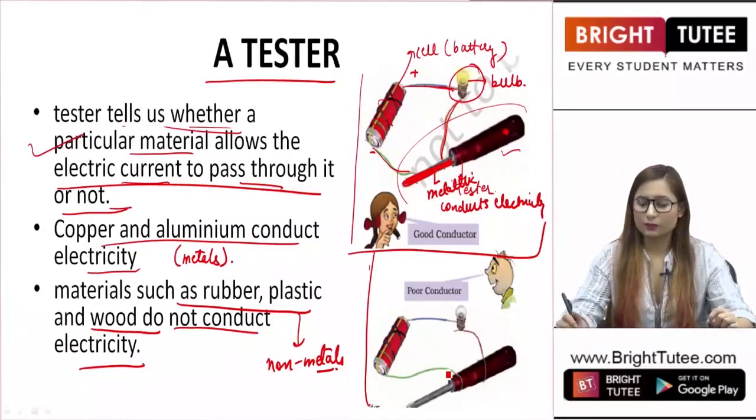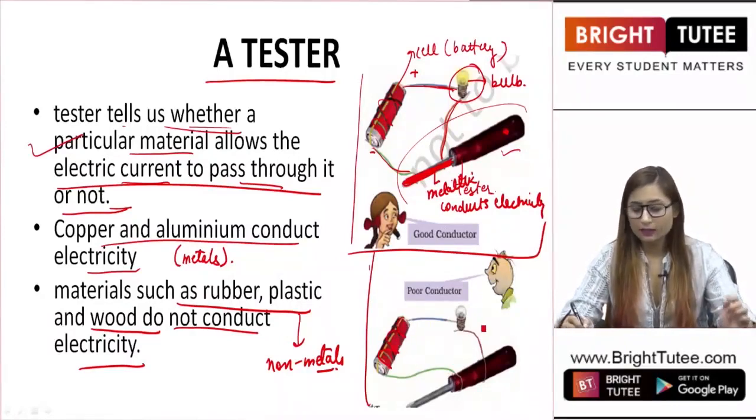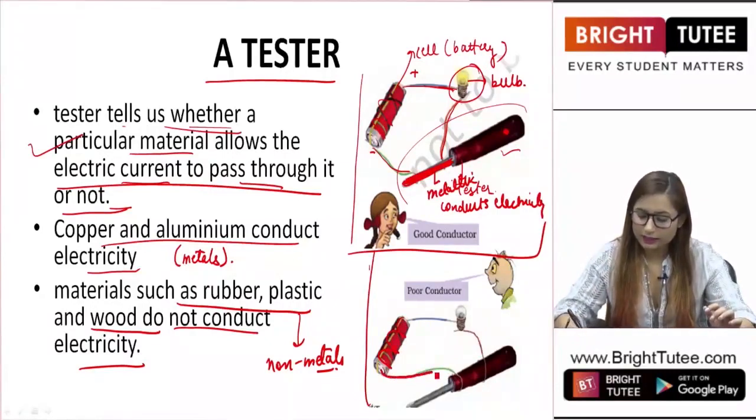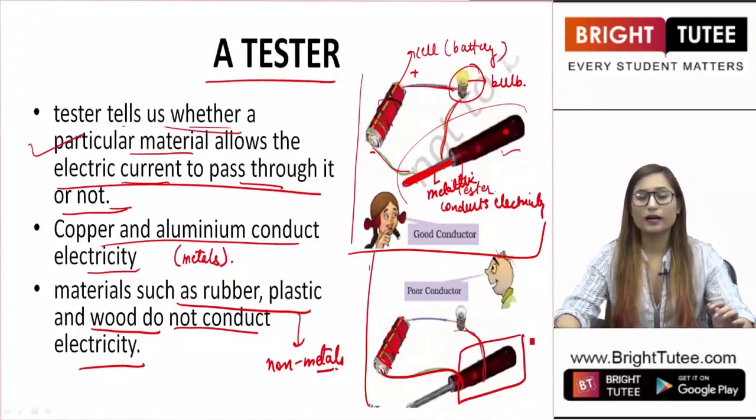Now in the second picture, what is happening? We are using the same wires, the same cell and the same bulb, but this time we have connected the wires to the non-metallic part of the tester. This is the non-metallic part, and now wires have been connected to the non-metallic part of the tester.